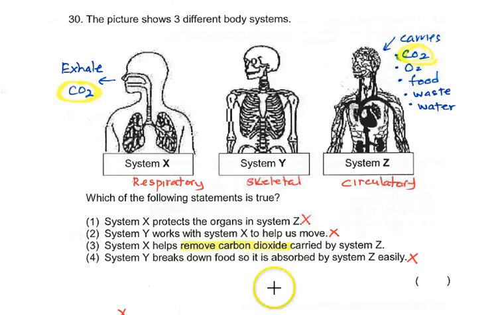Okay, let me take a look. 4 is not right. System Y breaks down food. Wrong. Okay, totally wrong. So I will ignore this.